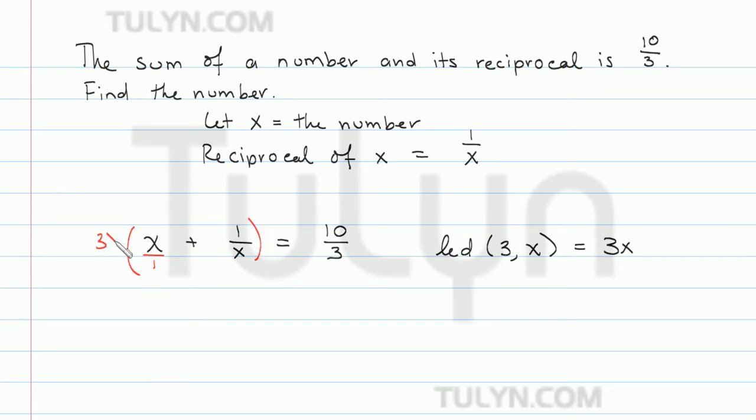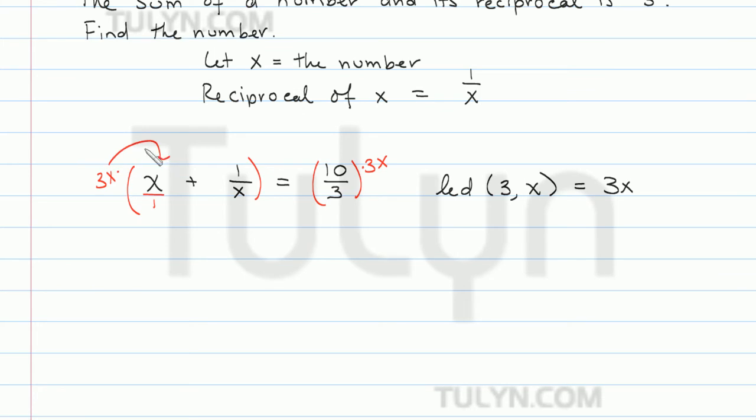So now we multiply both sides of the equation by 3x. On the left, I'm just going to distribute that 3x into each term. For the first term we get 3x times x, which is 3x squared. And for the second term we get 3x over x, and the x's cancel out, and they just give us 3. And then on the right side of the equation, these 3's cancel out, and we're just left with 10x.